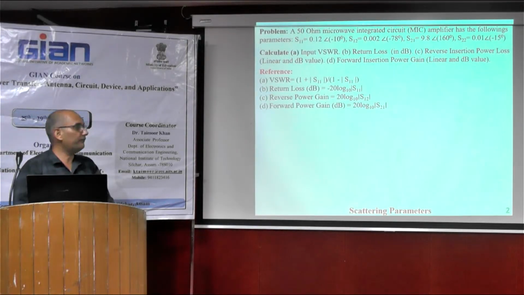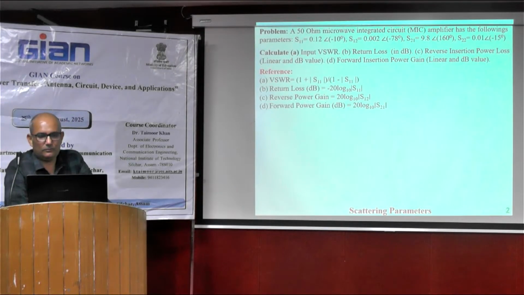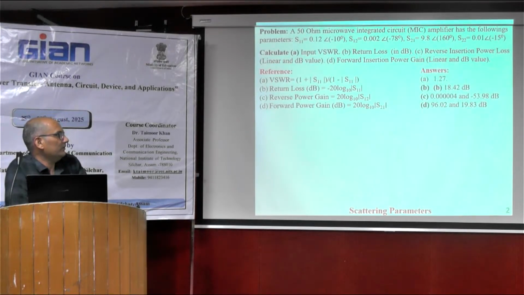What is the value of A part? 1.27. Okay. Then return loss, not possible to solve. It needs scientific calculation. Reverse power gain, that is 20 log base 10 mod of S12, forward 20 log base 10 mod of S21. That you can note down, so that later on while going back to your room you can verify.